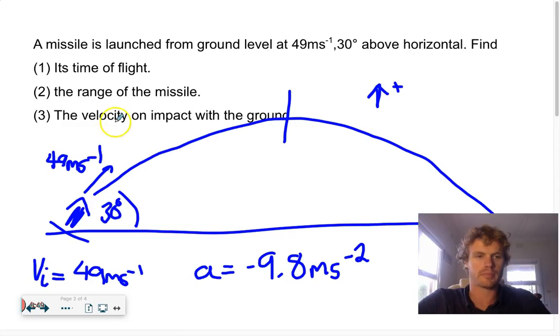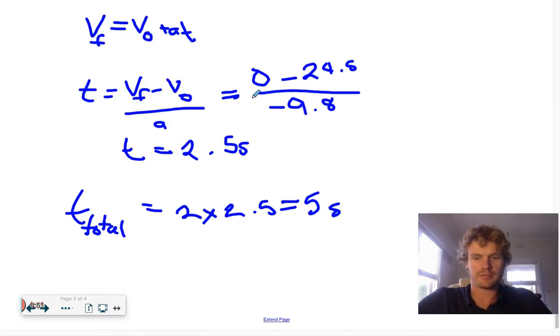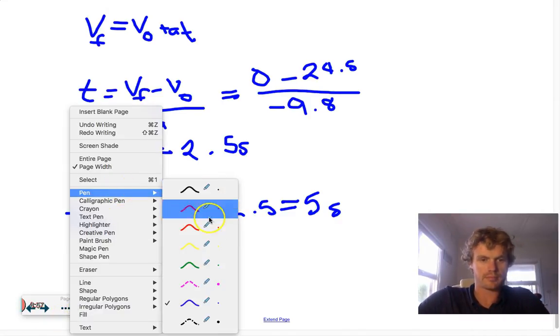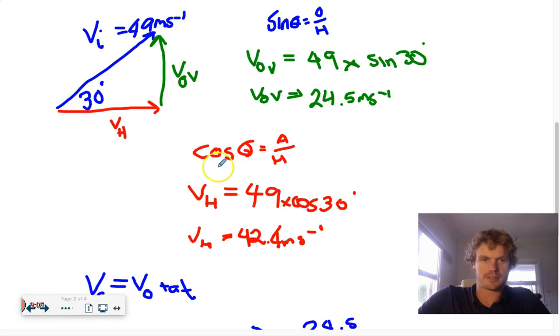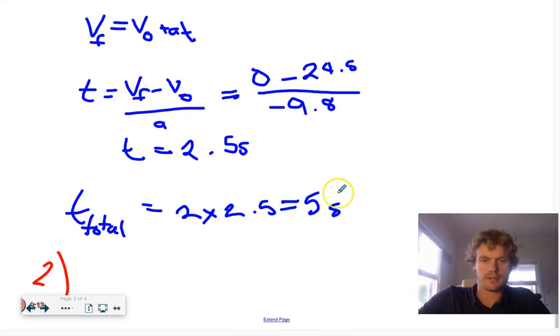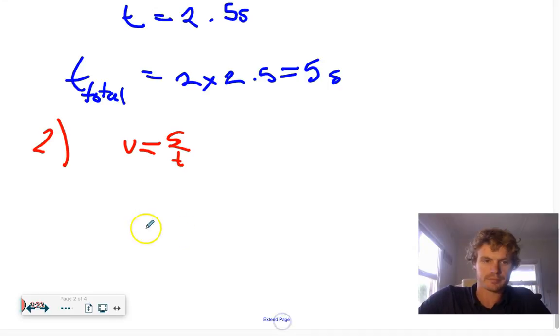Now we have to find the range of the projectile, or the missile. So, we know the total time is 5 seconds, and because we broke up our velocity into its components initially, we know our horizontal velocity. So we're going to use this number to find out our range. To find out a range, we use V is equal to S over T. Rearrange to find S. S is equal to V times T.